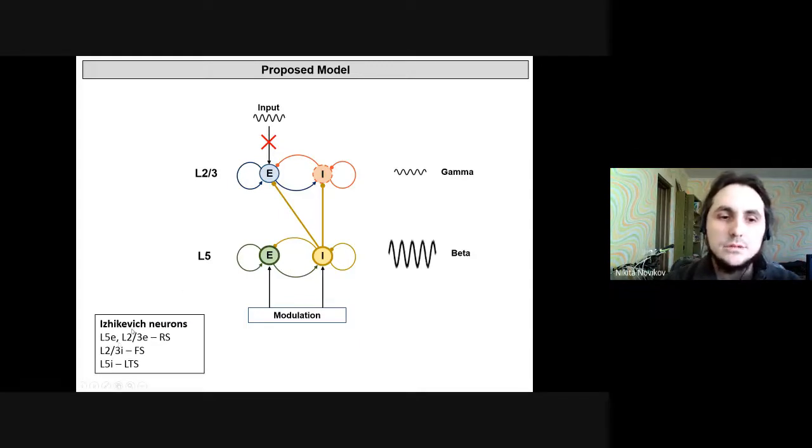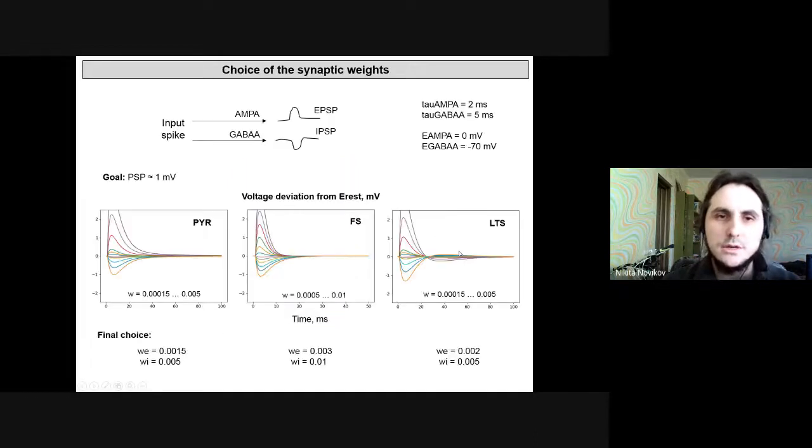And I used Izhikevich neurons. For excitatory neurons, I used models of regular spiking pyramidal cells. For inhibitory neurons of layer 2/3, I used fast spiking cells, which are known to be involved in gamma band generation. And for deep layer inhibitory neurons, I used low threshold spiking cells, which are supposed to be involved in slow rhythm generation. All of them are just parameterizations of the Izhikevich neuron.